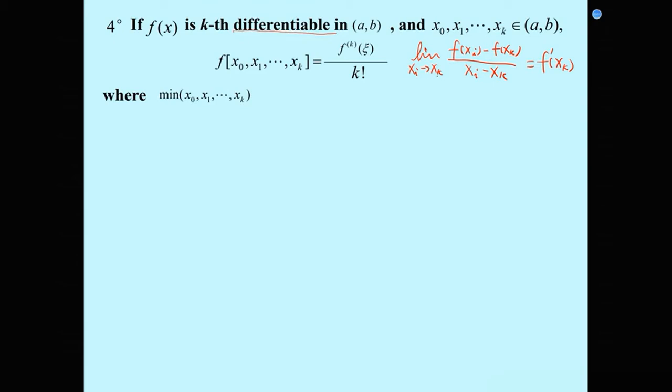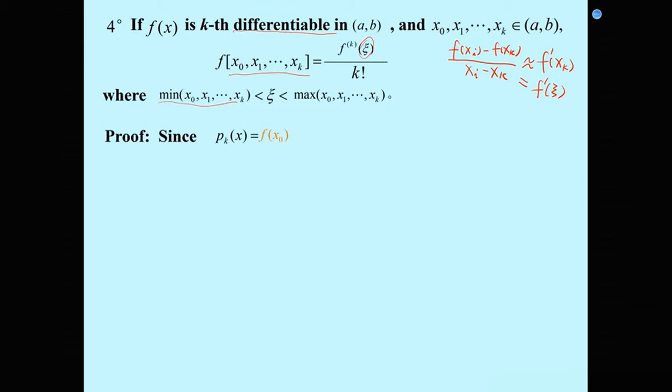Of course, if we don't consider the limit, then it is not exactly the derivative at xk, but it should be equal to the derivative at some c between xi and xk. Remember, this is the Lagrange mean value theorem in calculus. Here we have n plus 1 nodes, so c is between the minimum and the maximum of the nodes. Is it okay for you?